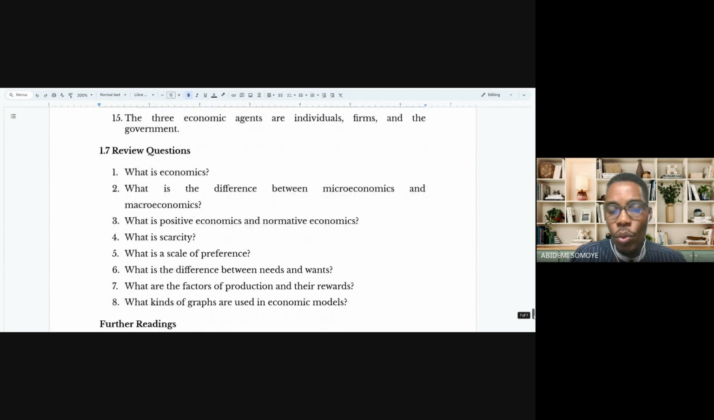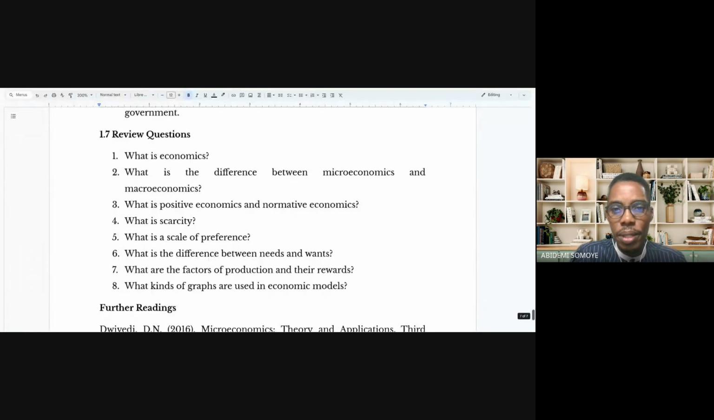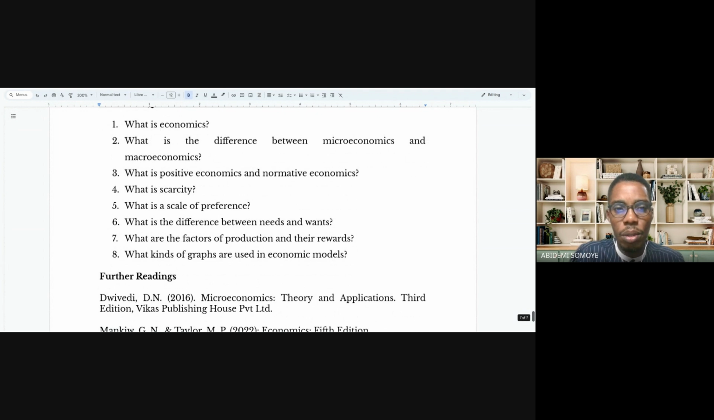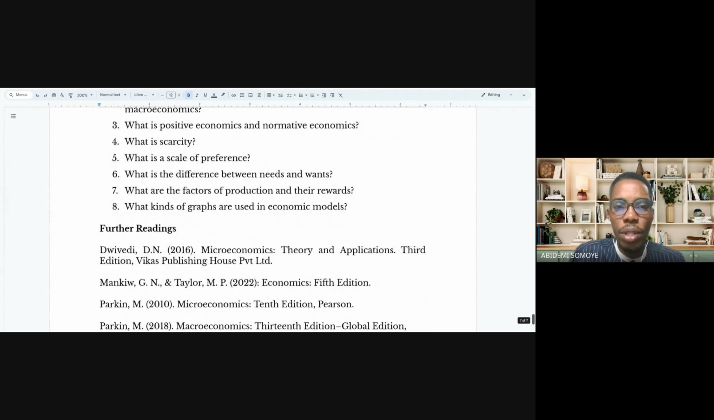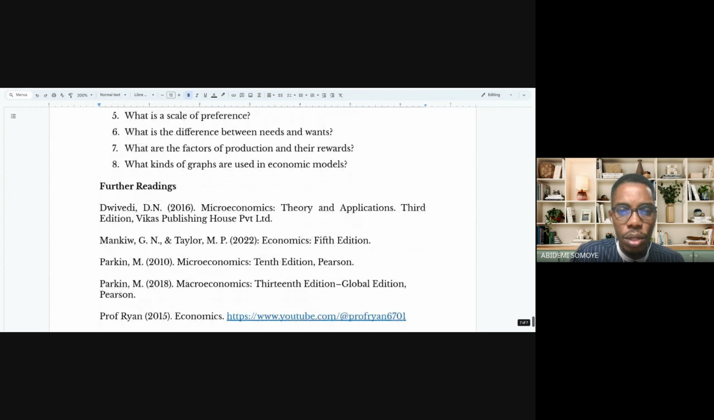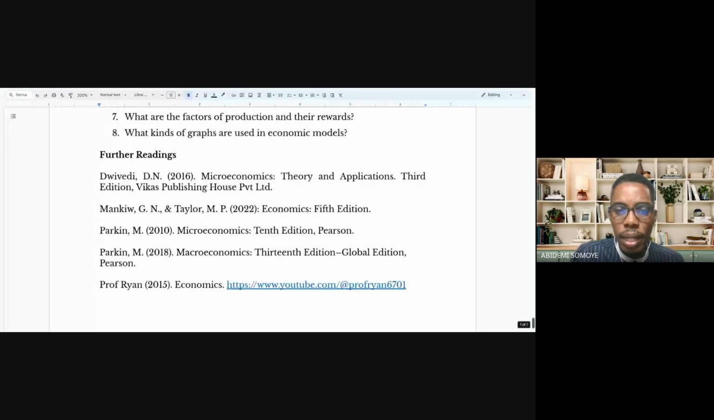Okay, there are review questions. What is economics? What is the difference between micro and macro? What is positive economics and normative? What is scarcity? What is scale of preference? What is the difference between needs and wants? What are the factors of production and rewards? What kinds of graphs are used in economic models? And this you can engage for further reading.